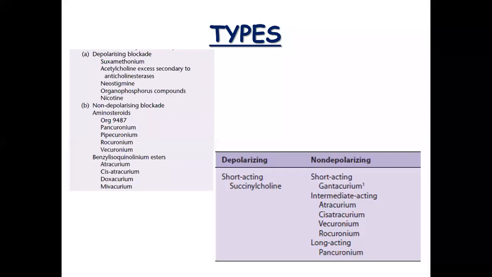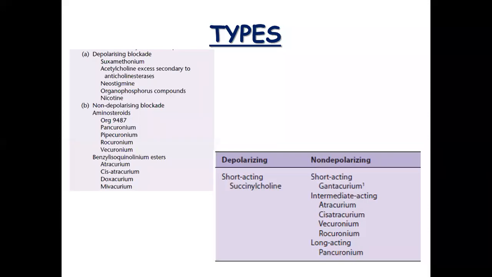One is known as the aminosteroids, and the other as the benzylisoquinoline esters. Examples of the aminosteroids are pancuronium, pipecuronium, rapacuronium, and vecuronium. Among the benzylisoquinolines, the most famous ones we use are atracurium and cisatracurium, which are widely available in Pakistan. Others are doxacurium and mivacurium.